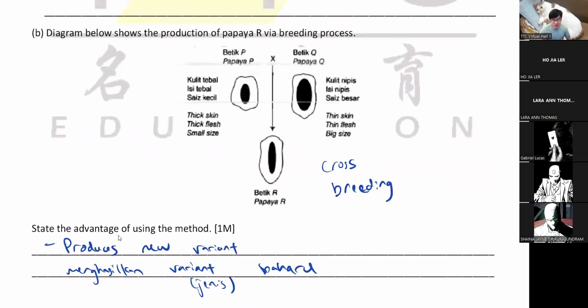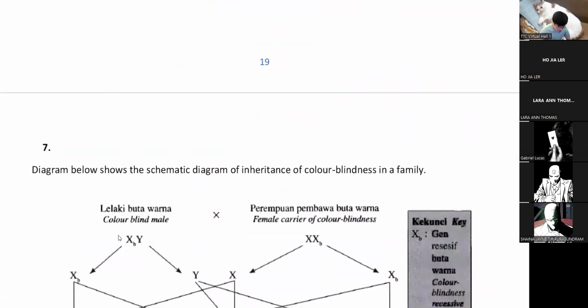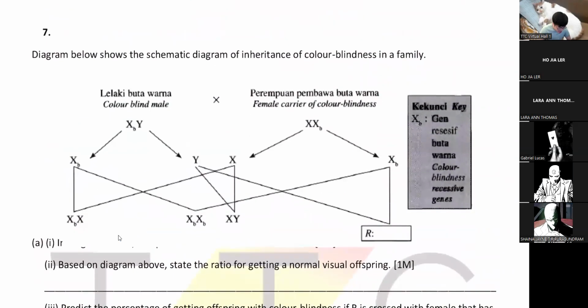All right, don't pay attention here. This is the technology thing, the genetic engineering one. Pay no attention here because it's not important. You see, they only ask one question here. All right, next, number 7.